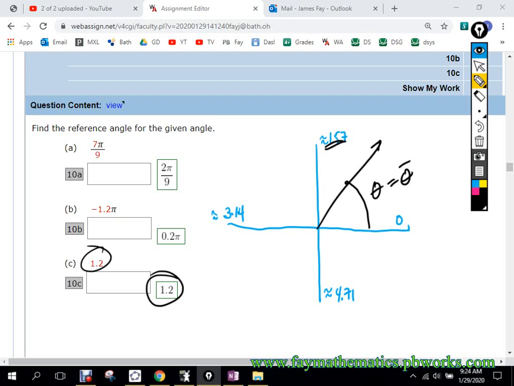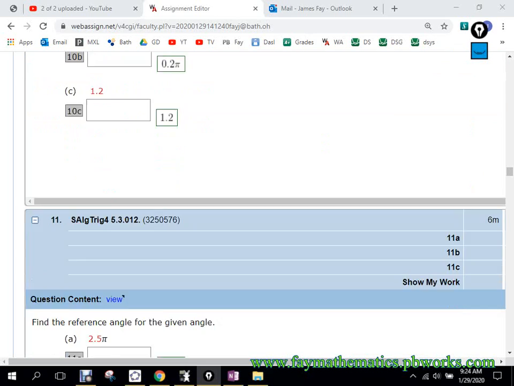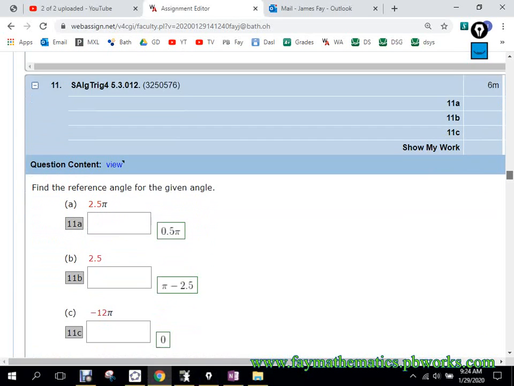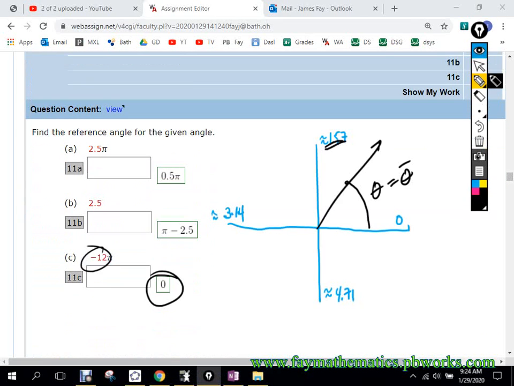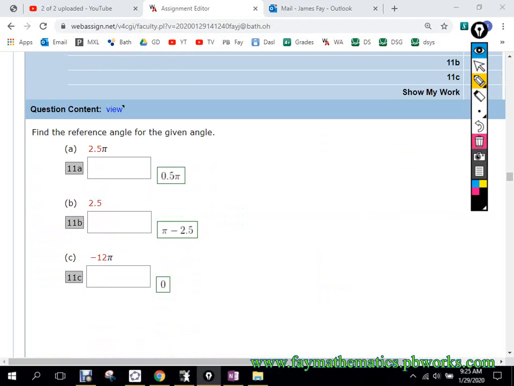So here's the next one. And this is the reason I've been talking about these, because it leads up to this question number 11. And most people that are working on this struggle with part B on number 11.